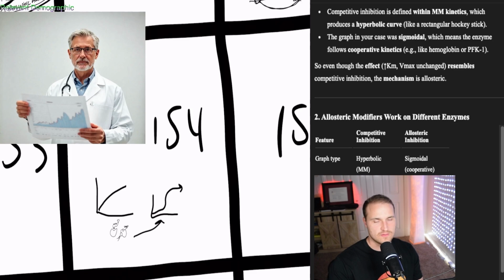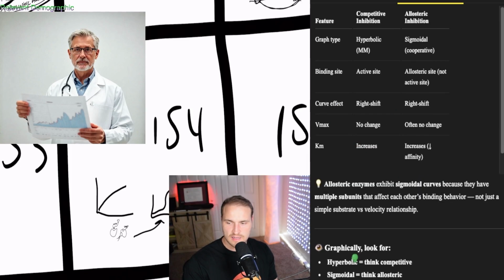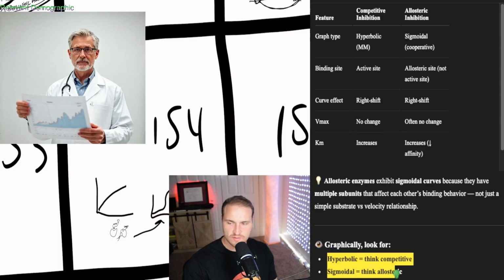All right, there we go. So here's the entire chart. So you can see allosterics working on different enzymes. Hyperbolic would be competitive. Sigmoidal is allosteric.